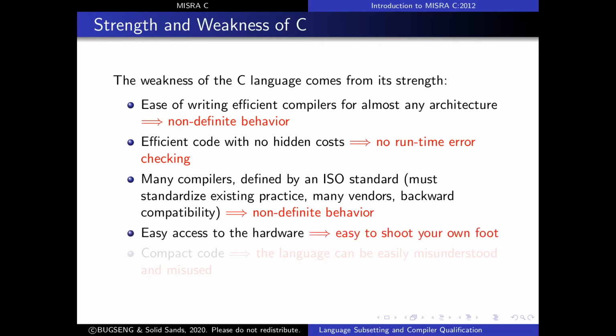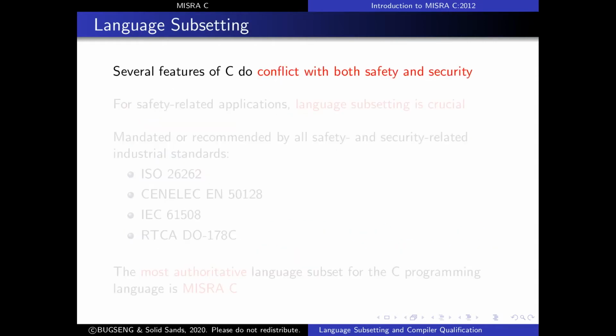The fact that it is easy to access the hardware is the same reason why it is so easy to corrupt the program state, for example, by overwriting the stack. And the fact that you can write compact code is the same reason that makes it possible for contests like the C obfuscated contest to exist. So it is possible to write completely ununderstandable code in C.